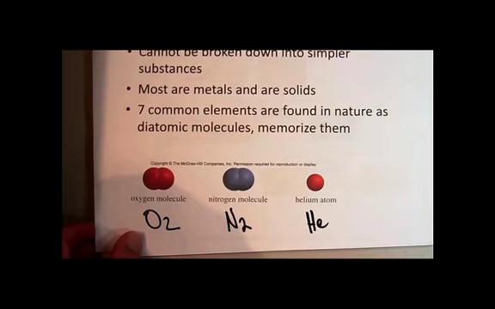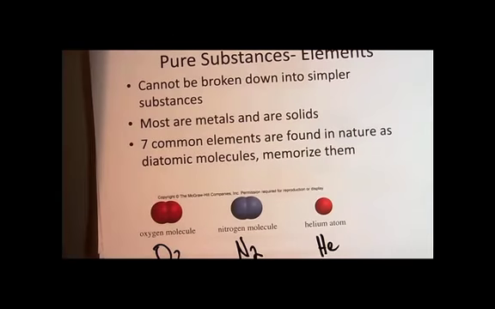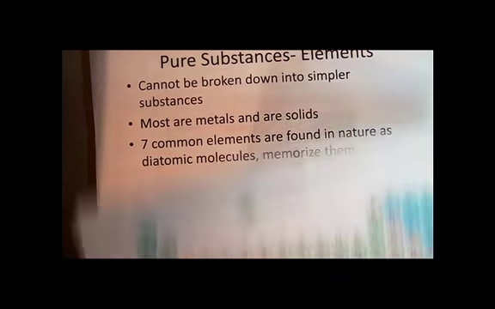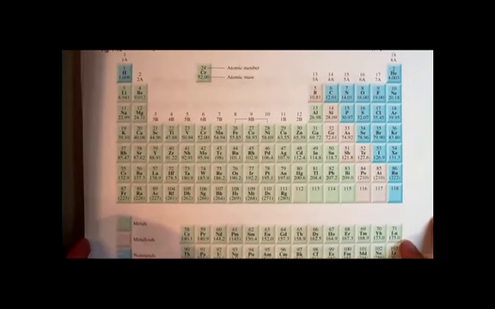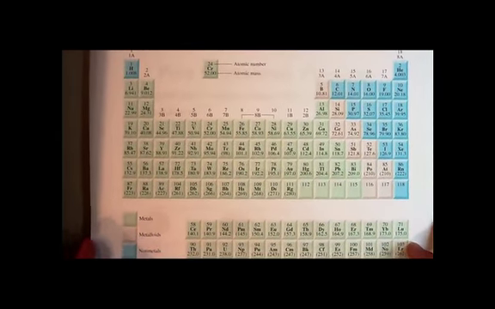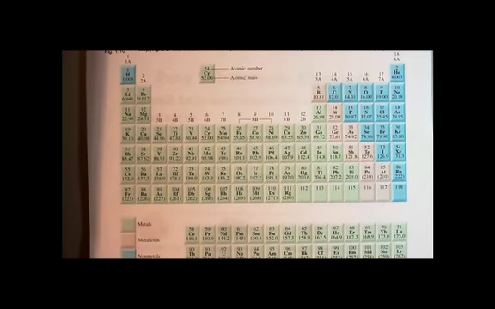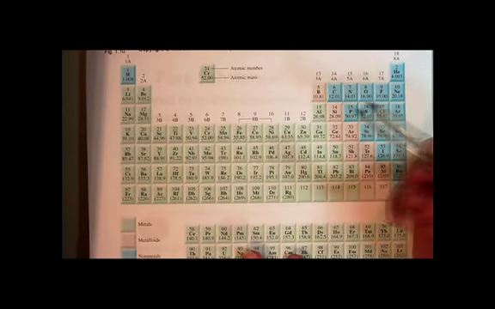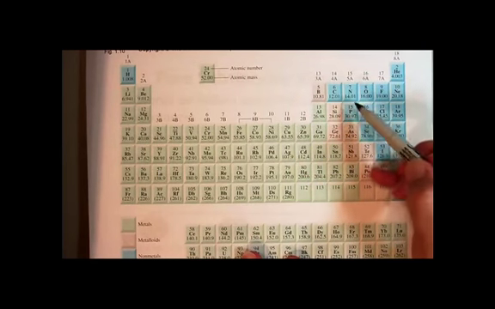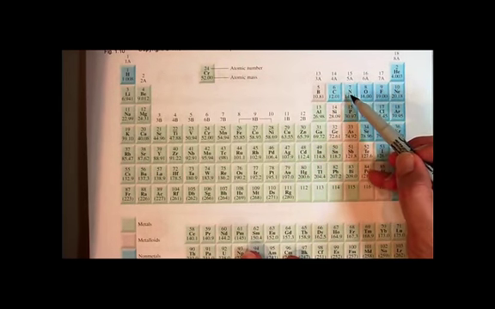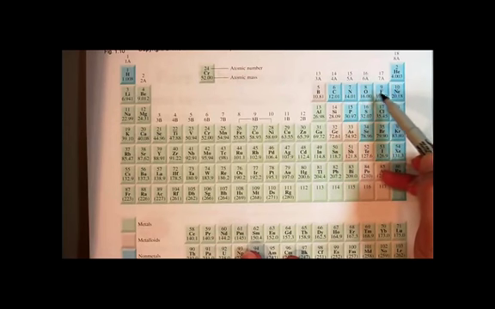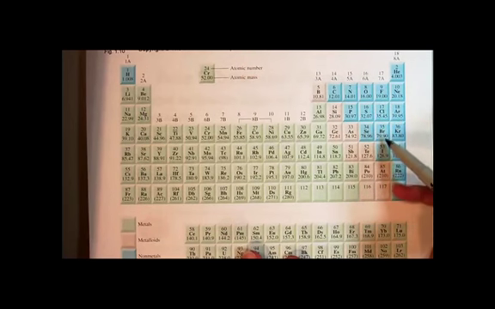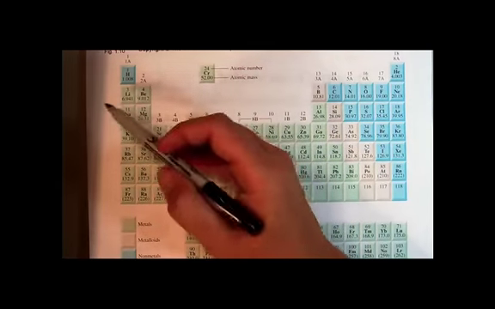All right. And I mentioned that there are 7. Here's a periodic table. The 7 elements that exist in nature as diatomic molecules. You have to memorize it. There's not a lot in this class that you have to memorize, but this you sort of do. And I'll tell you, there's an easy way. The 7 elements that exist in nature as diatomics are nitrogen, oxygen, fluorine, chlorine, bromine, iodine, and hydrogen.